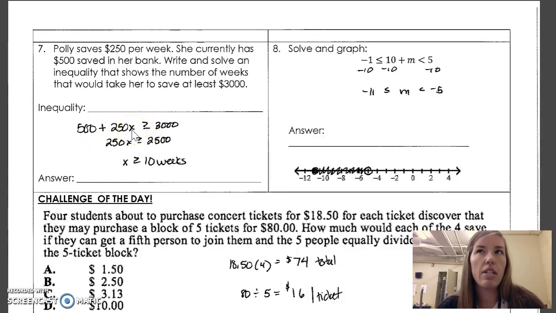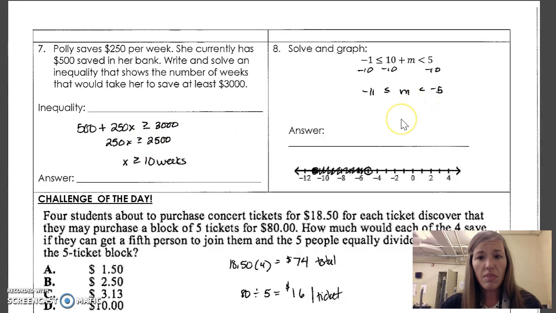Now, why is it 250x? What's the word in there that tells you that it has to be multiplication? And hopefully you identified "per" meaning multiplication. So subtract your 500, divide by your 250. x has to be greater than or equal to 10 weeks. For her to get to $3,000, she would have to do this for at least 10 weeks.